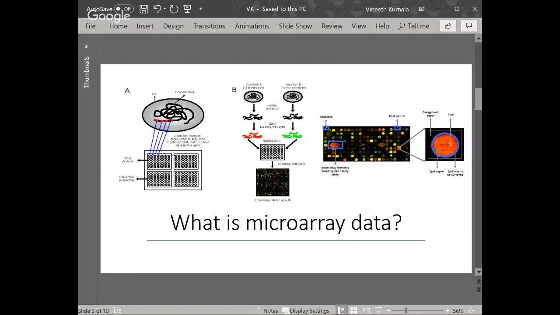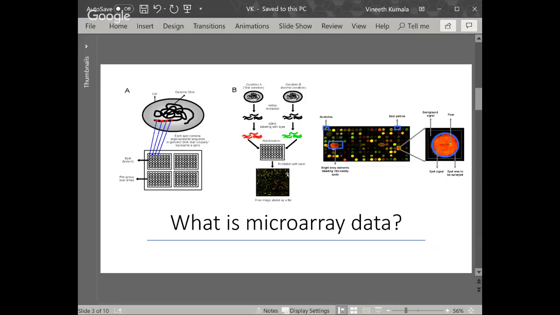The DNA in a spot may either be DNA or short stretches of oligonucleotide strands that correspond to a gene. So these spots are printed on a glass slide. The spots are arranged in an orderly fashion into pin groups. And the next figure shows the schematic of the experimental protocol to study differential expression of genes.